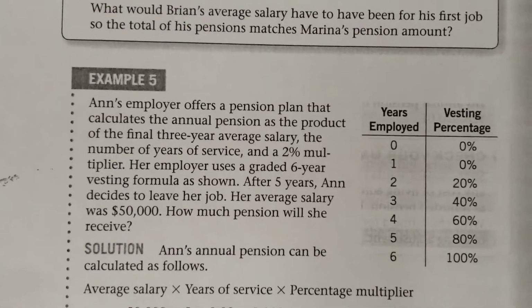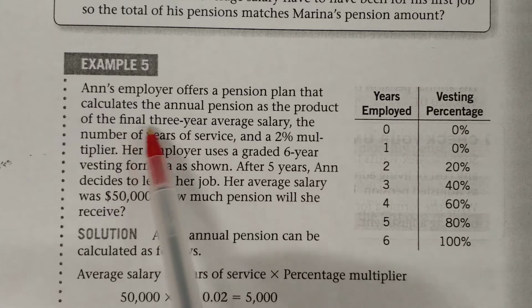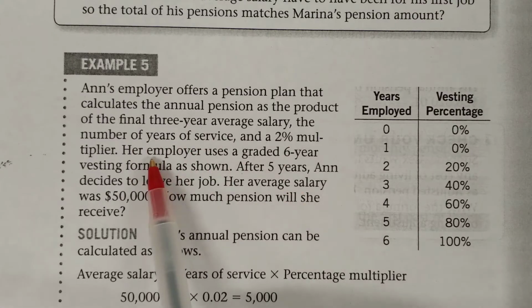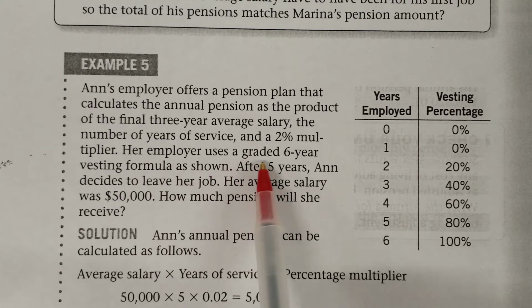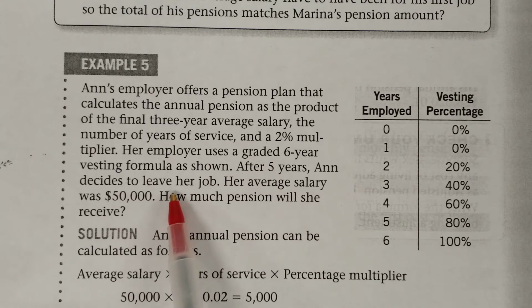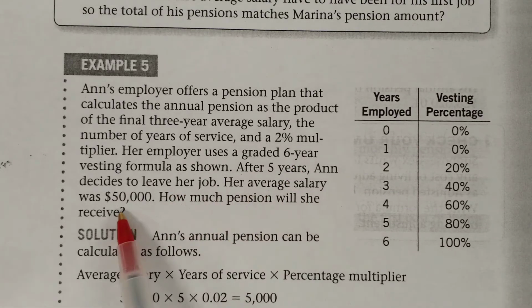Let's look at this example. Ann's employer offers a pension plan that calculates the annual pension as the product of the final 3-year average salary, the number of years of service, and a 2% multiplier. Her employer uses a graded 6-year vesting formula as shown. After 5 years, Ann decides to leave her job, so she's not quite vested. Her average salary was $50,000. How much pension will she receive?